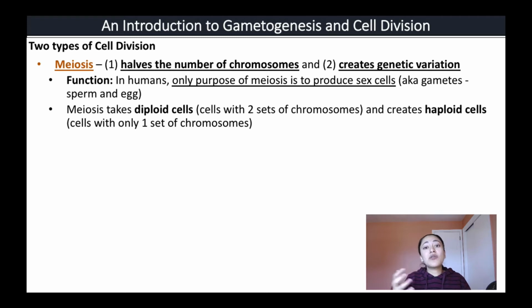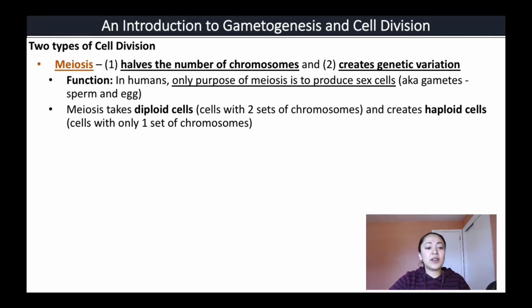In addition, it creates genetic variation. It mixes up the DNA so that the chromosomes are not exactly identical to what's inside your body, and so this creates some genetic variation that can be passed on to your offspring as well. So again, meiosis halves the number of chromosomes and it creates genetic variation. Therefore, since meiosis halves the number of chromosomes, it makes diploid cells, or cells with 2 sets of chromosomes, haploid. And so they only have 1 set of chromosomes.